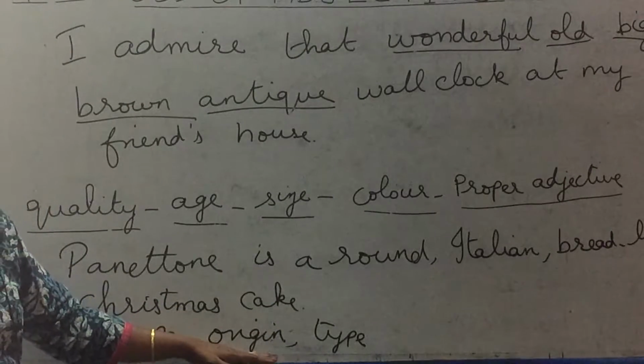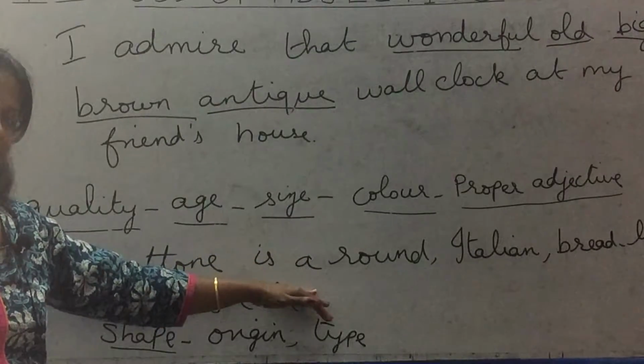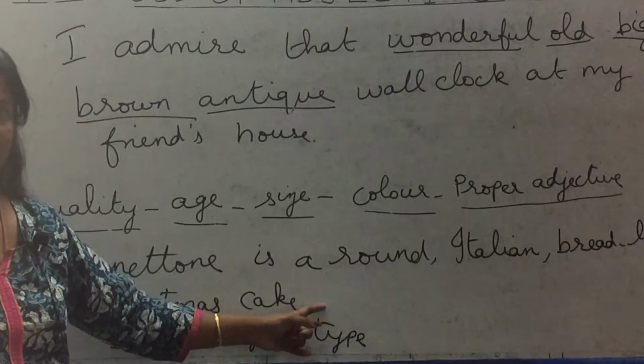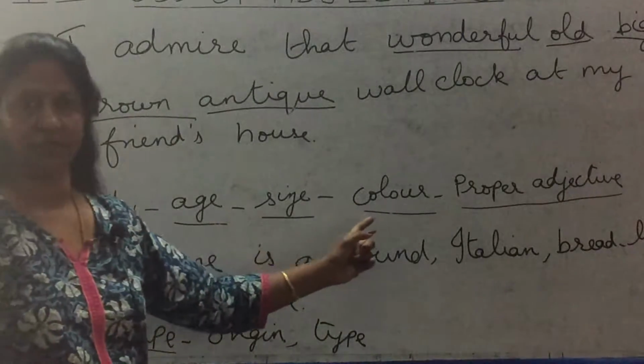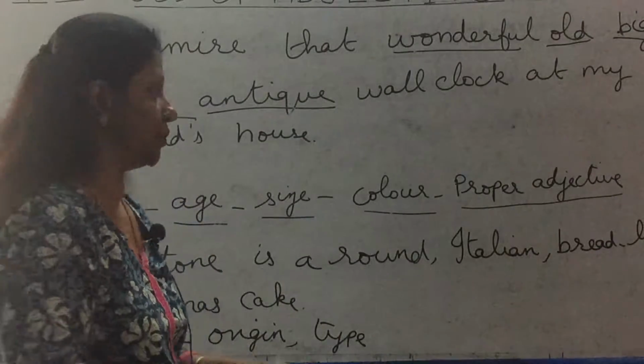So this should be the order. If you try to change this order, we are not going to learn perfect written and spoken English. So these two examples you can take down, and you can write this order for your remembrance. Next we will go to certain descriptions.